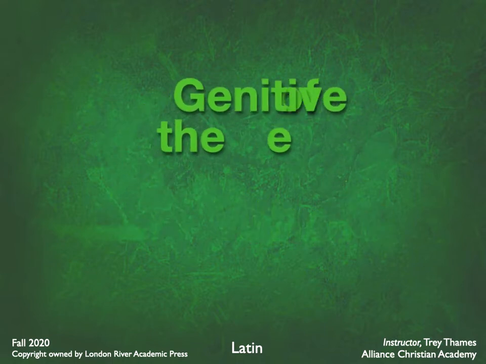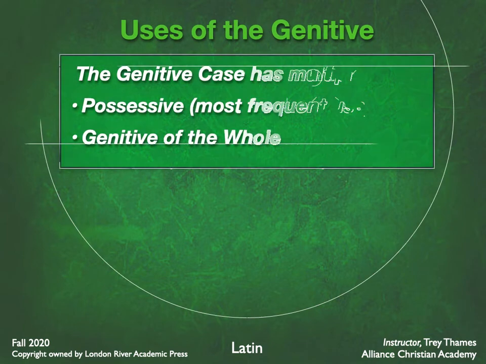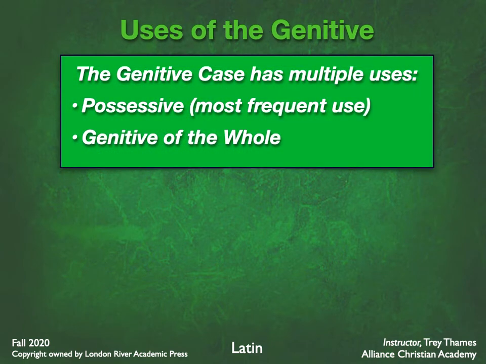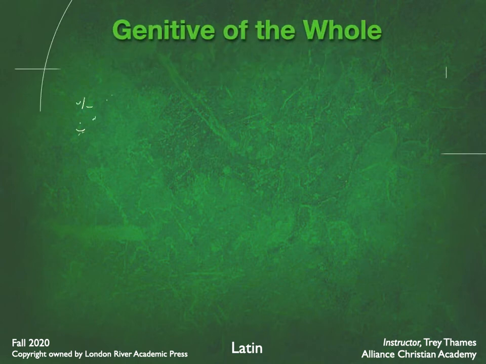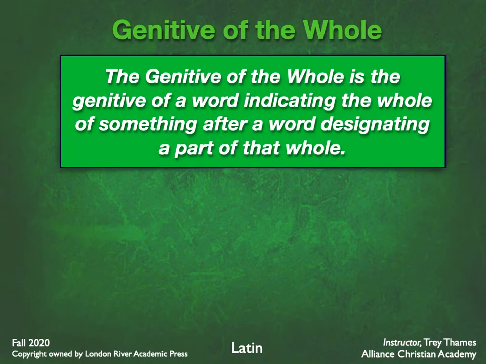So let me explain this a little more. First off, genitive has multiple uses. You've already learned, of course, the possessive usage of the genitive case. It has other uses, but today we're going to focus on the genitive of the whole. So let's give a definition. The genitive of the whole is the genitive of a word that indicates the whole of something after a word designating a part of that whole. Now that sounds very confusing. It'll make sense here in context. Let me read that again. The genitive of the whole is the genitive of a word indicating the whole of something after a word designating a part of that whole.